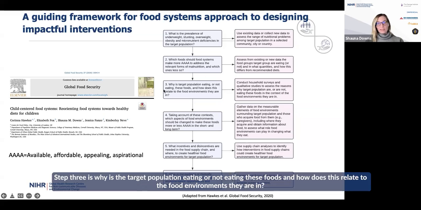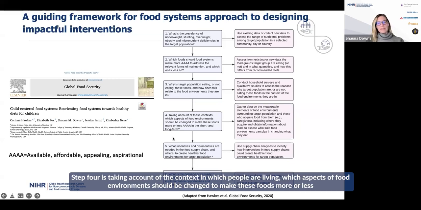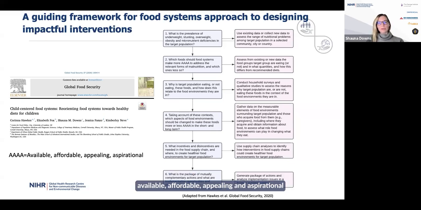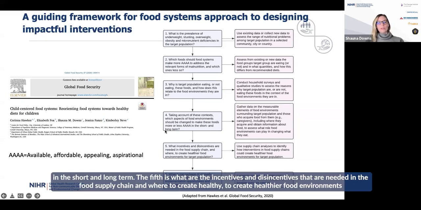So whatever the nutrition problems identified in step 1 were. Step 3 is, why is the target population eating or not eating these foods, and how does this relate to the food environments they are in? Step 4 is, taking account of the context in which people are living, which aspects of food environments should be changed to make these foods more or less available, affordable, appealing, and aspirational in the short and long term.